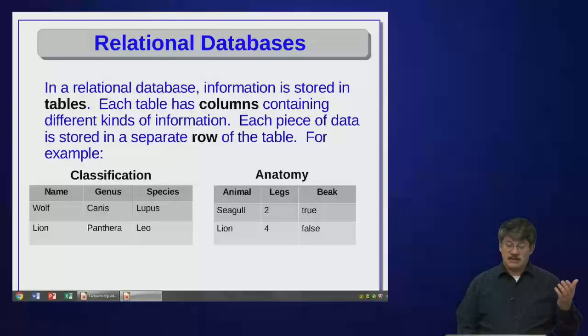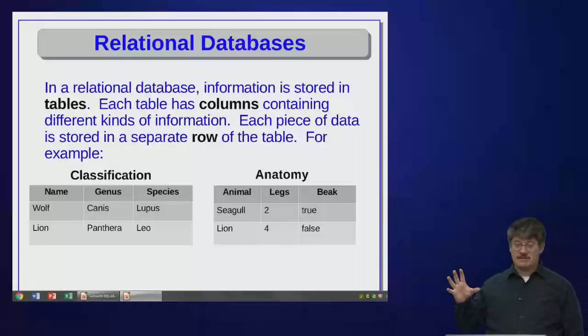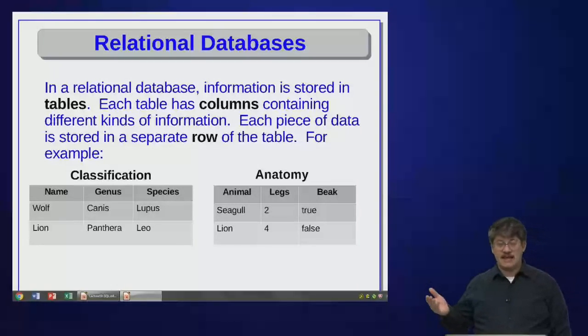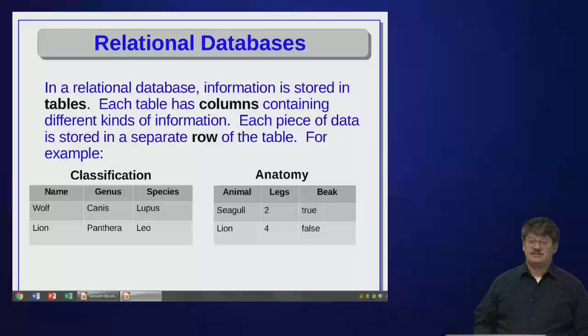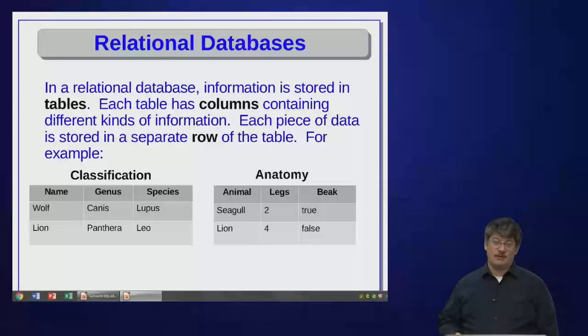That the genus and species of the animal with the common name lion is Panthera leo. Similarly, I can have an anatomy table that has a list of animals, how many legs they have, and whether they have a beak or not. So for example, a seagull has 2 legs, and it does have a beak, but a lion has 4 legs and doesn't have a beak. This is maybe a little bit of a contrived example. I apologize.